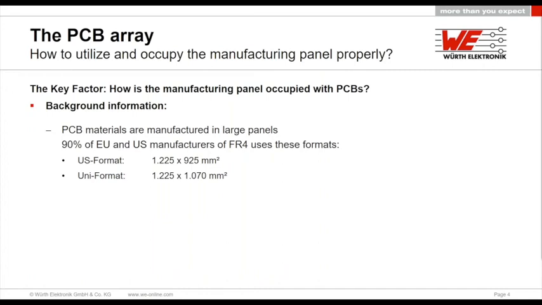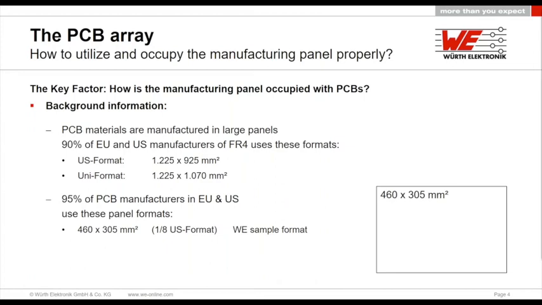And 90% of the EU and US manufacturers, doesn't matter if they produce in EU or US or if they produce in Taiwan or China, use either the US format or the uni format. You see the sizes of these formats. Why is this important? This is important because out of these formats, 95% of the PCB manufacturers in the US and Europe use different panel formats because they are cut out of these US or uni formats, of these big, large panels.